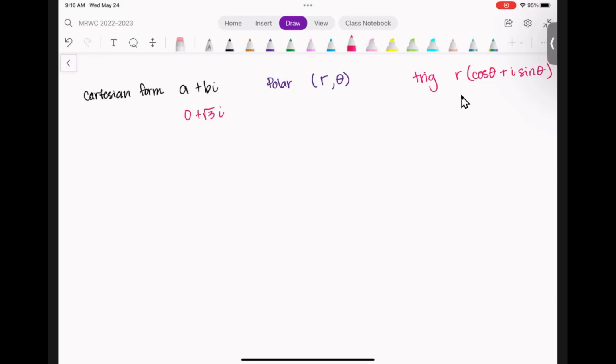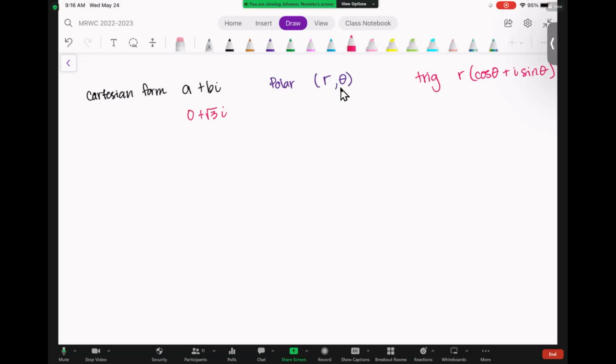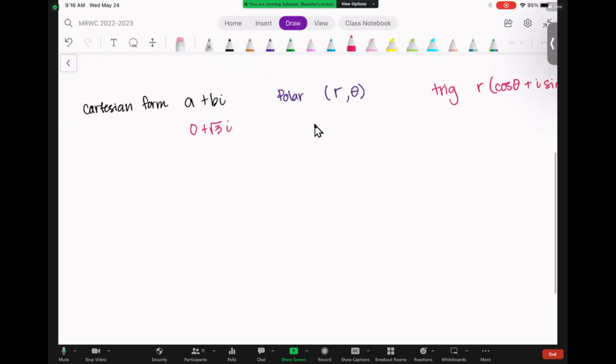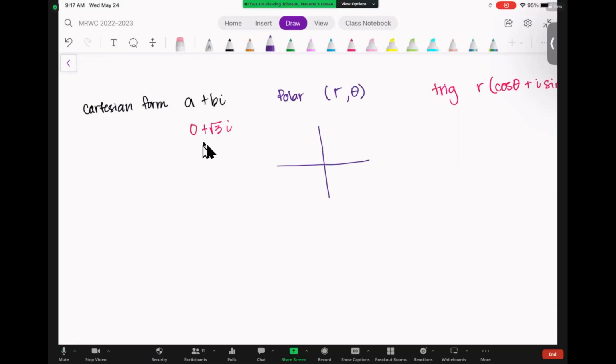So the next thing I'm going to do is figure out how to get from Cartesian to polar and then to trig. Notice from polar to trig, there's not much work happening because you're just literally plugging your r and your theta into that trig form. So the real work is going to go from Cartesian to polar. The first thing that you're going to do when you're going from Cartesian to polar is graph your point. You're going to graph this point, which is 0 plus root 3i.